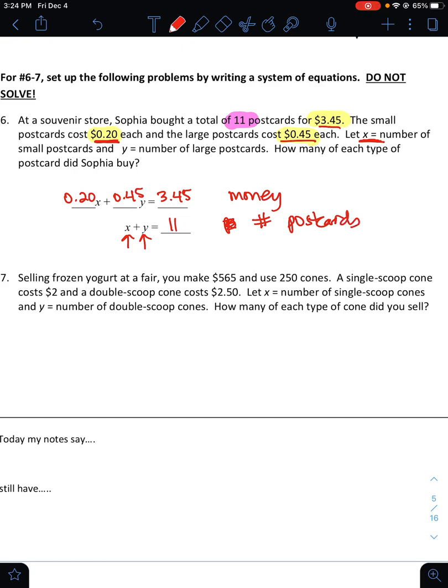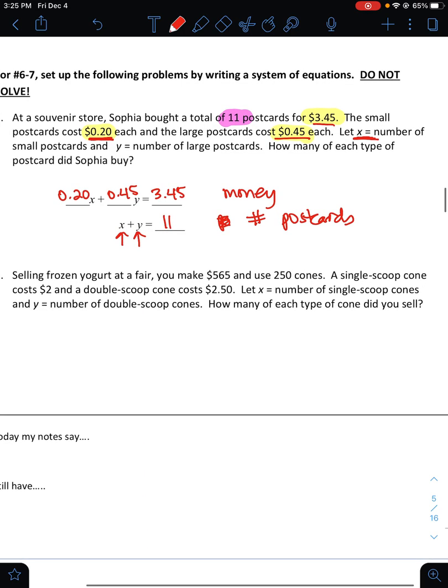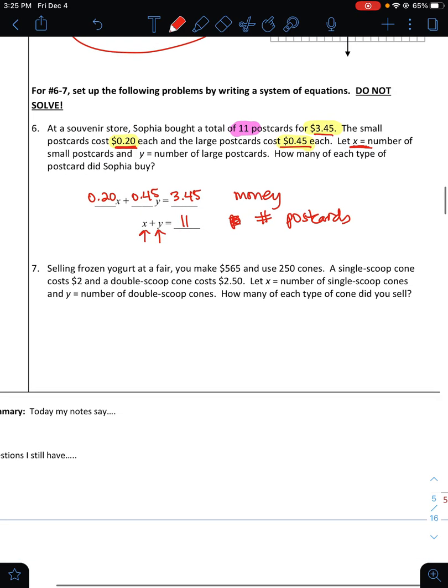Okay? So very often you're going to have a setup where you have money in one, the numbers in the other. So I want you to try that on 7. You're going to have the same setup. You're going to have all the money in one equation. You're going to have all the, in this case, we're talking about types of cones in another. So pause it and give it a shot, and let's see what you can come up with.